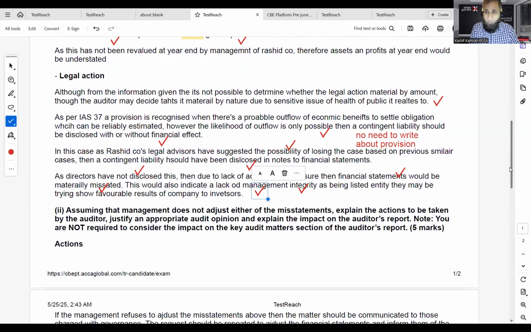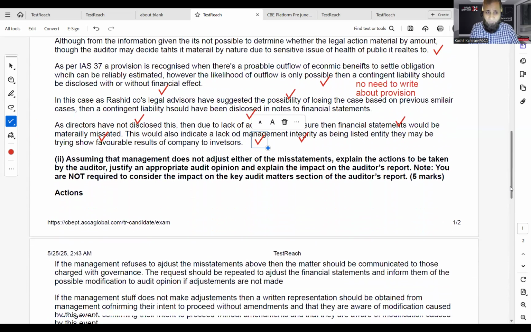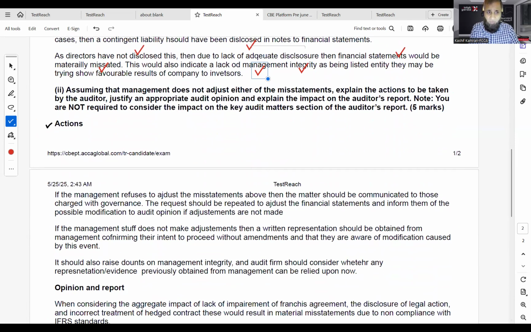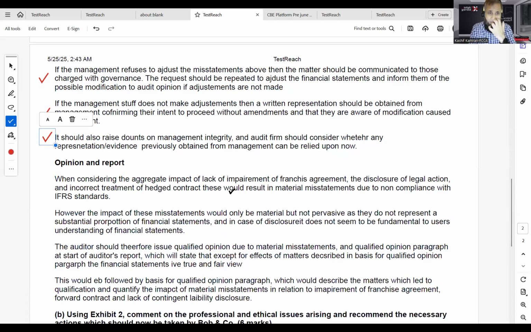Now the student went down to part B, assuming management does not adjust the misstatement, actions and opinion. Actions, he gave the heading of actions. He wrote the actions over here, 1, 2, 3. And then he went down writing opinion. In the opinion, when considering the aggregate impact of the lack of impairment of the franchise agreement, the disclosure of the legal action, and incorrect treatment of the hedge contract, these would result in material misstatements due to non-compliance with IFRS standards. Then the student went down mentioning a qualified opinion, followed by a basis for qualified opinion paragraph.